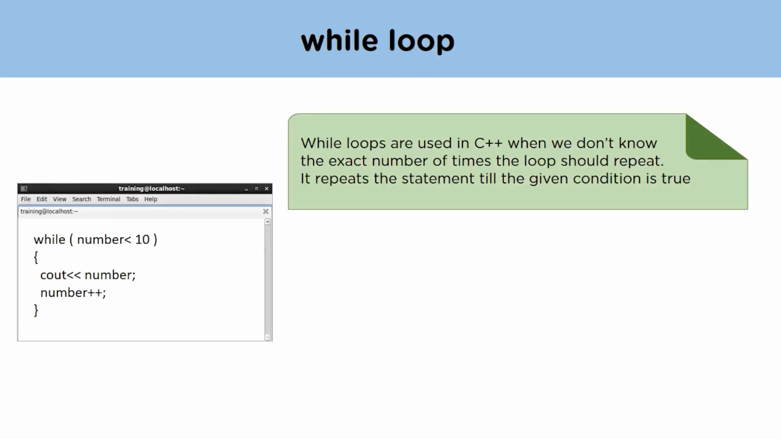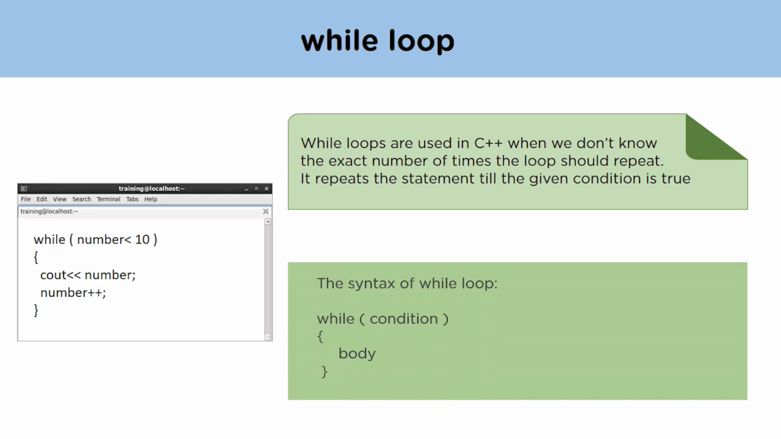Another type of loop is the while loop. While loops are used in C++ when we don't know the exact number of times the loop should repeat. It repeats the statements till the given condition is true. The syntax of a while loop is the while keyword and a condition in the brackets, and the loop will iterate till that condition is true. And once the condition becomes false, the control passes outside the loop.